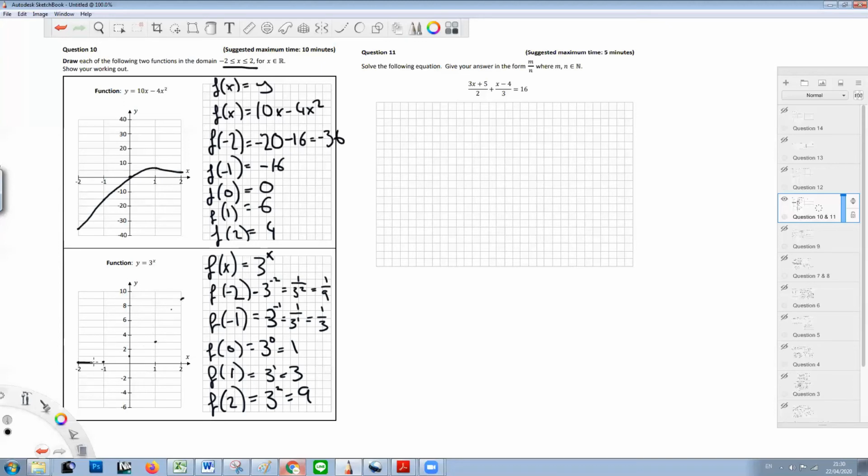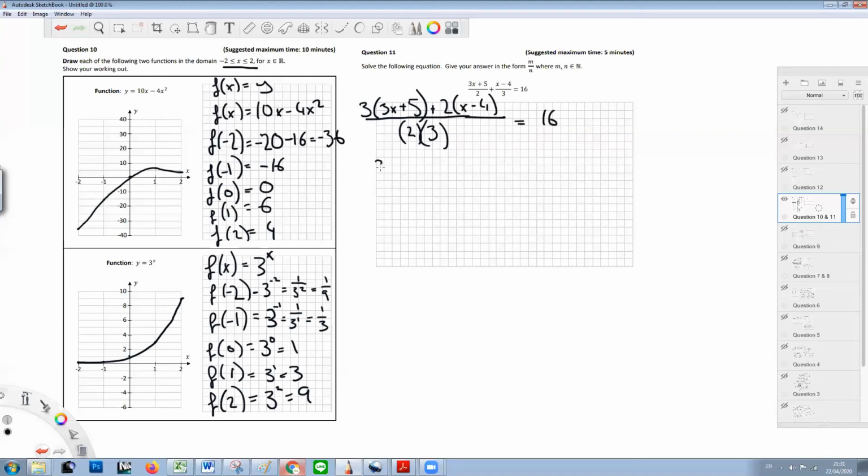So we're going to have a graph like this. So that's that. Solve the following equation. Give your answer in the form of m over n. So to do this, you basically factorize one side and then let it equal to each other. Or so I get a lowest common denominator on one side and then let it equal to each other. So with our lowest common denominator here, we can say is 2 times 3. And then it's going to be 3 times 3x plus 5 plus 2 times x minus 4 is all equal to 16.